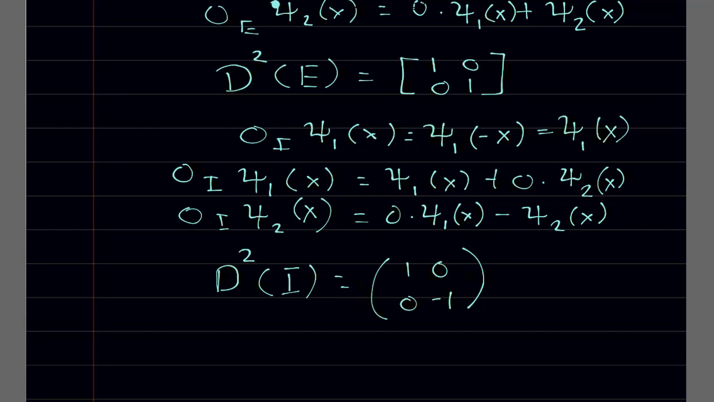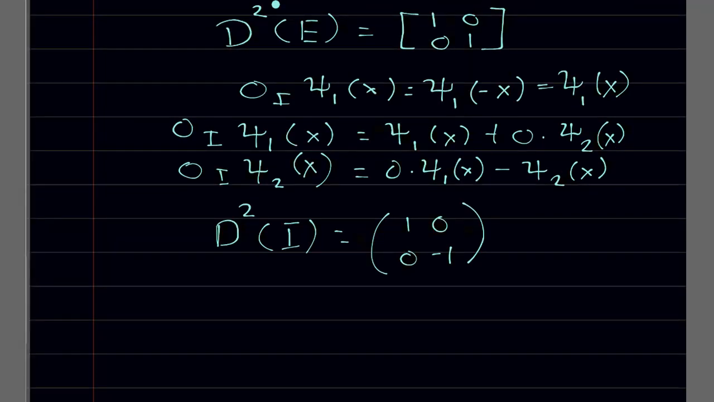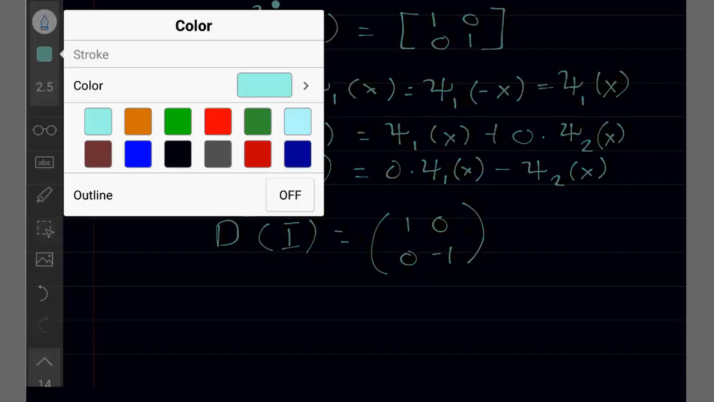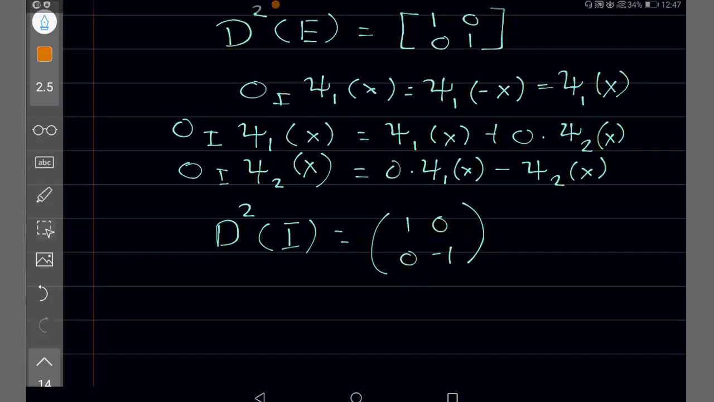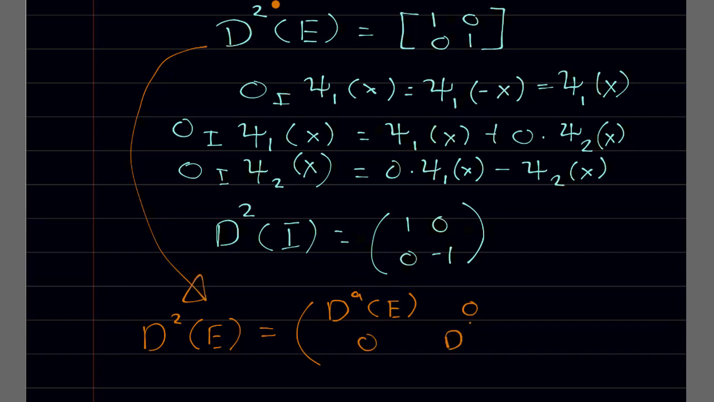Okay. Now if you look, something interesting happens here. Something very interesting happens here. The interesting thing is this part, which is D2 of E, that is the two-dimensional representation of E, turns out to contain D_A of E here, 0, 0, D_B of E.